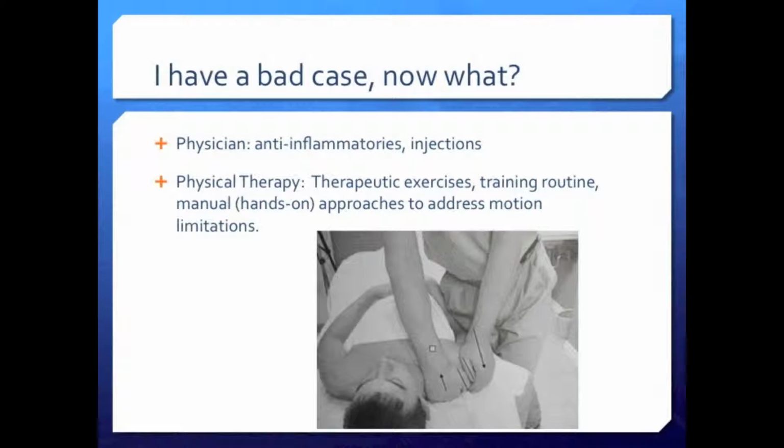Physical therapy tends to have more long-term benefit, and the combination of the two is ideal in my eyes. Physical therapy, again, would target specific muscle groups to strengthen and stretch, and you're more likely to get a more hands-on approach to address any motion limitations, and that's what the picture is showing. Again, physical therapy is highly successful in these cases, especially when combined with the treatment from your physician.